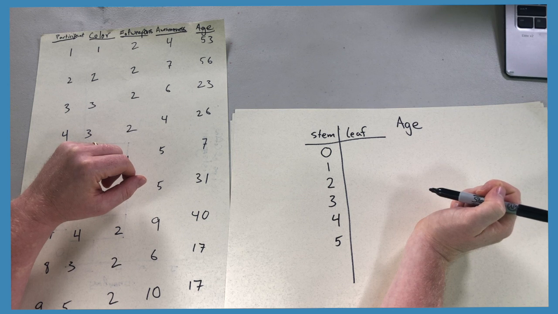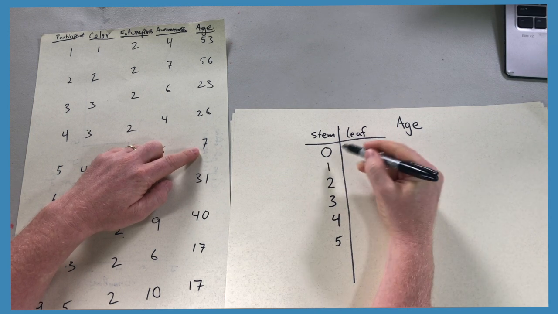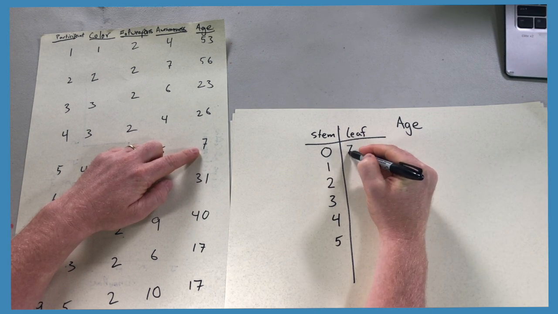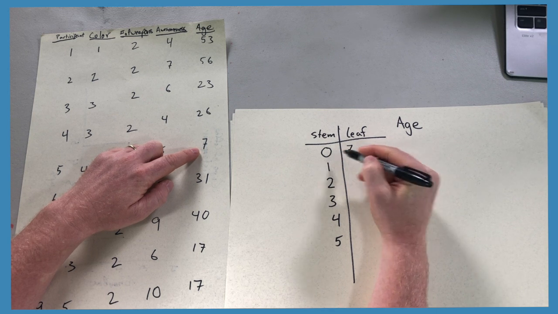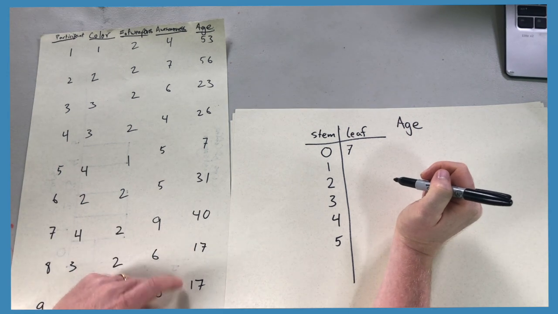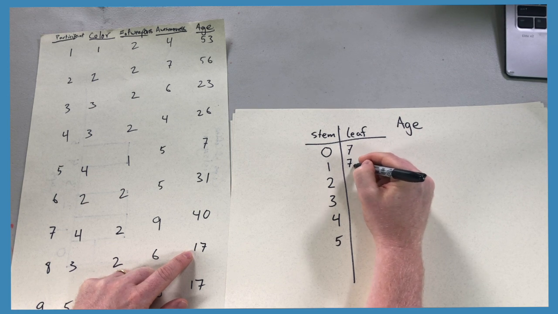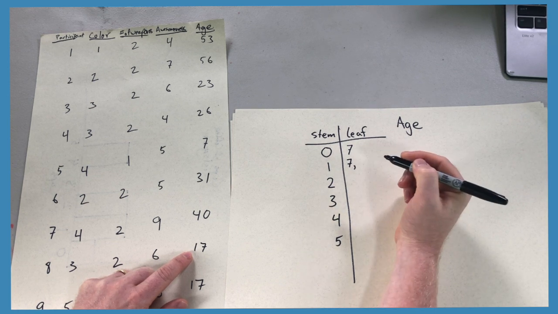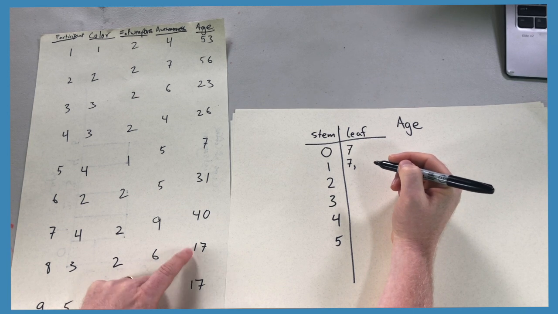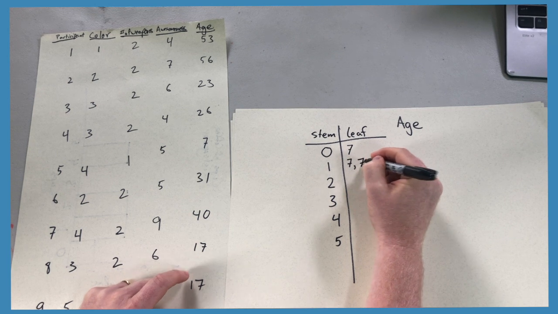So what we do is we look here. Anybody who's less than 10, there's somebody who's 7. So there's nothing in the tens place. There is a 7 in the ones place. Stem and leaf. We have 2 people who are 17, so they're in the tens column, they have a 1 in the tens place, and then they have 7. Because there's 2 of them, we separate them by commas. So this so far says that we have 1 person who's 7 years old, and 2 people who are 17 years old.